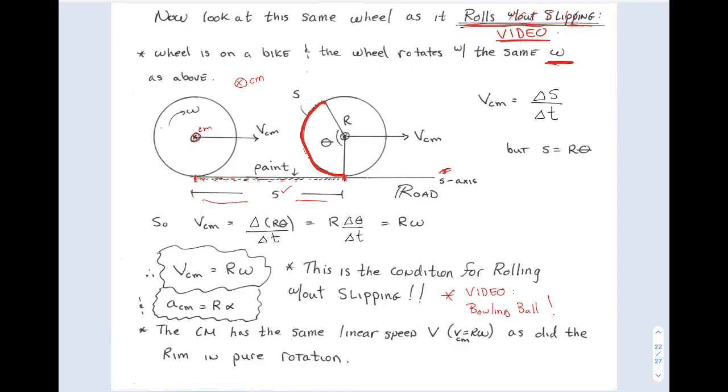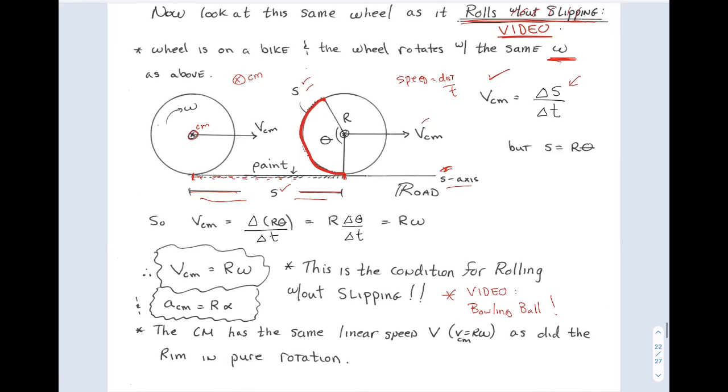So this distance s is the same as that arc length s. In geometry and trig classes, they like to use s for arc length. So if that's an arc length s, I'm going to call the path along the road s. That's why I call that the s-axis. Now, the speed of the center of mass. Remember, speed is distance over time. The speed of the center of mass is the distance, I could have called it s, I just called it delta s, divided by the time.